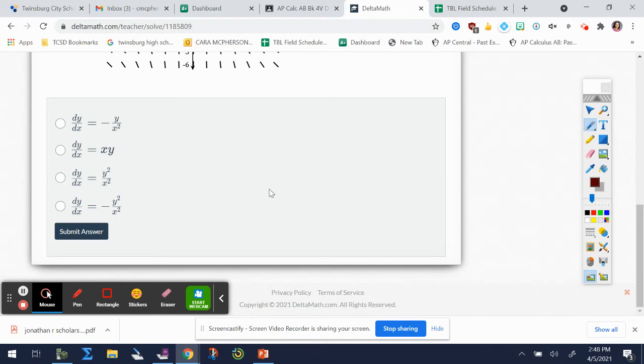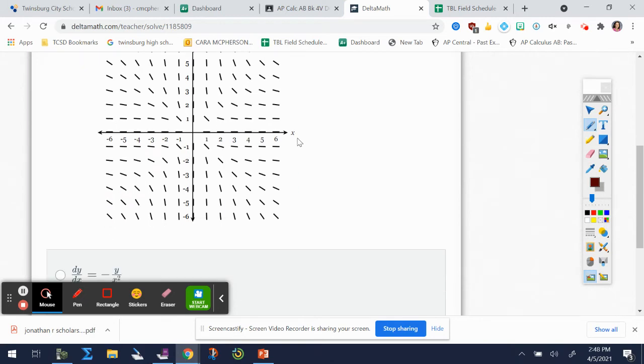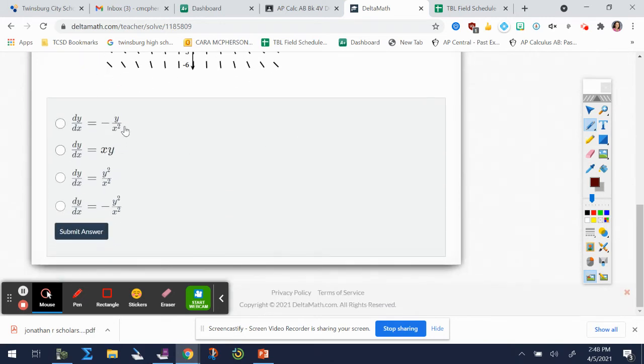So let's see what happens when I have a positive x and a positive y. So that is over here, positive x and a positive y. I have a negative slope. These all look like negative slopes. So positive x, positive y, negative slope. That's true for A. That's not true for this one, because this would give me positive all around. And that's true for this one, because that would make it negative. So now it's either A or D.